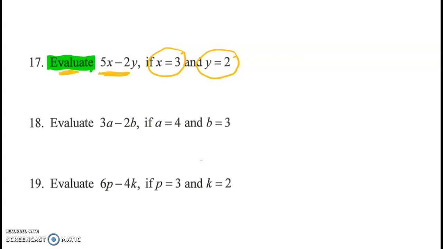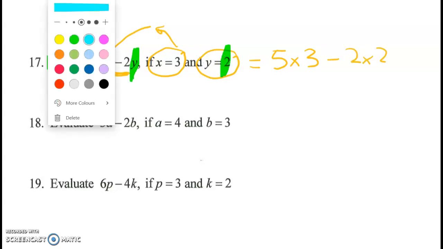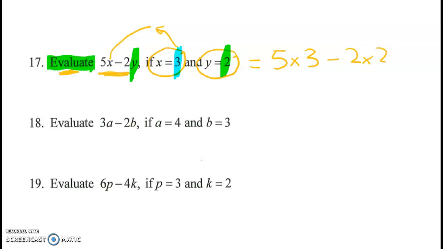So in here, the x comes off and the 3 goes on, right? So 5x minus 2y is going to be 5 times 3 minus 2 times 2, right? The 2 is what happened to the y, right? And the 3 is what the x became. And then we work it out using BEDMAS. So that one is 15 take away 4, which is 11.